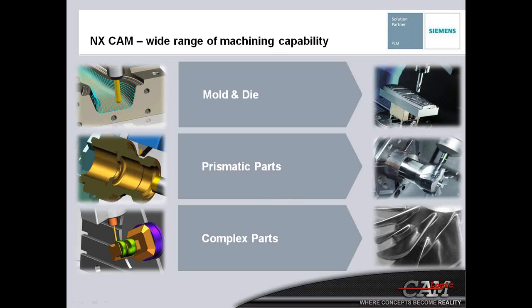NX offers a wide range of capability, and we generally divide these into three separate areas. Mold and die, typically combined techniques, high-speed milling, hard tool steels, maybe some more prismatic parts needed for tool bases. Then we work with prismatic parts, another sector which covers general machining, especially the kind of parts often found in the machinery industry. And then finally the complex parts, use cases typically associated with aerospace, power generation, medical devices, typically in the 5-axis arena or mill-turn environments.